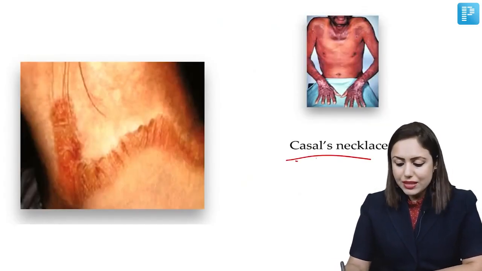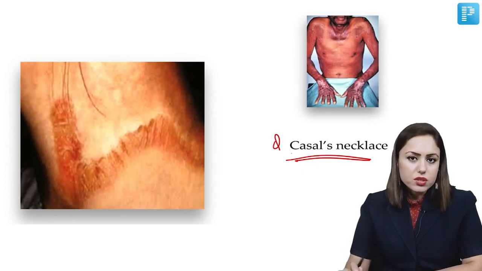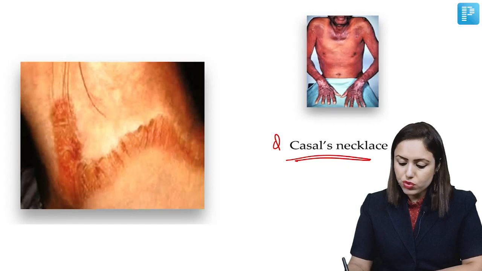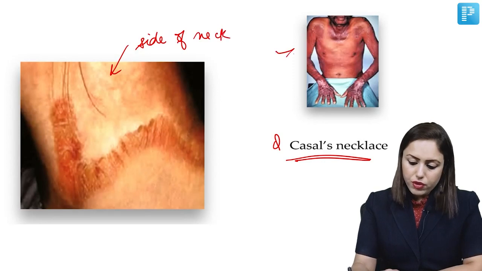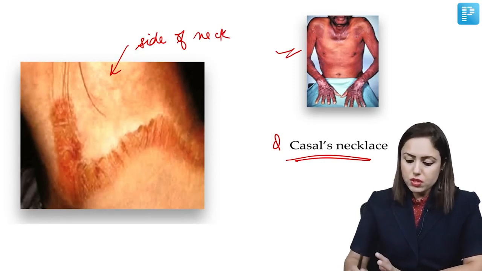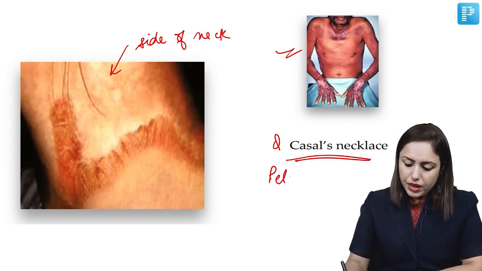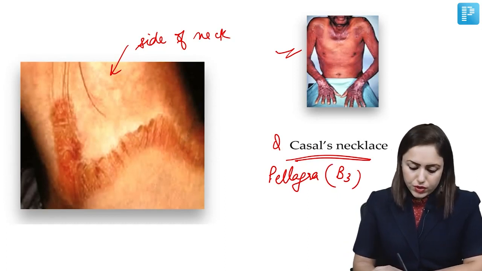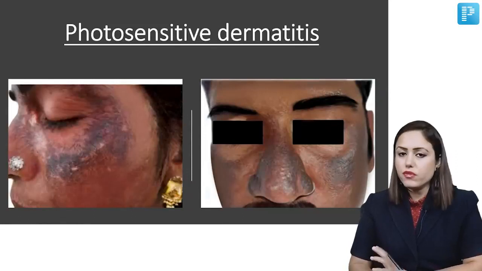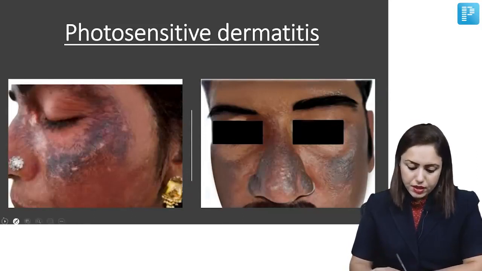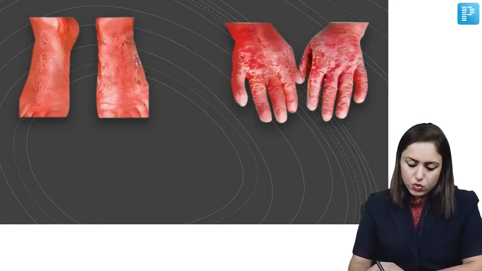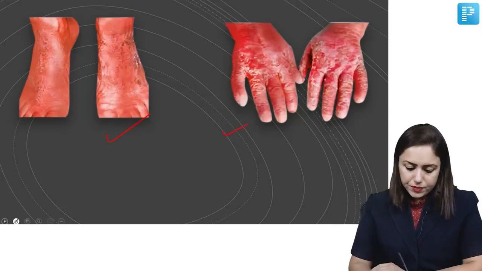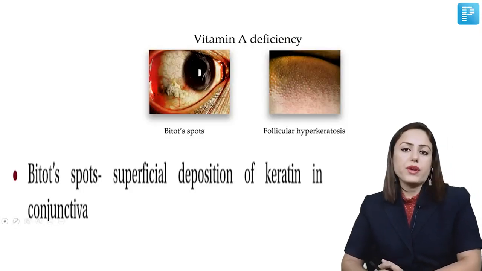Then you can have a look at Casal's necklace, which is a frequently asked topic in image-based questions also. So this is side of neck shown. This is front of neck shown of other patient. So this is dermatitis occurring in pellagra. Pellagra is vitamin B3 deficiency. Okay, so there is photosensitive dermatitis in these patients like this, Casal's necklace or on the face, or all sun exposed parts. So feet, hands, right? So this is photosensitive dermatitis.